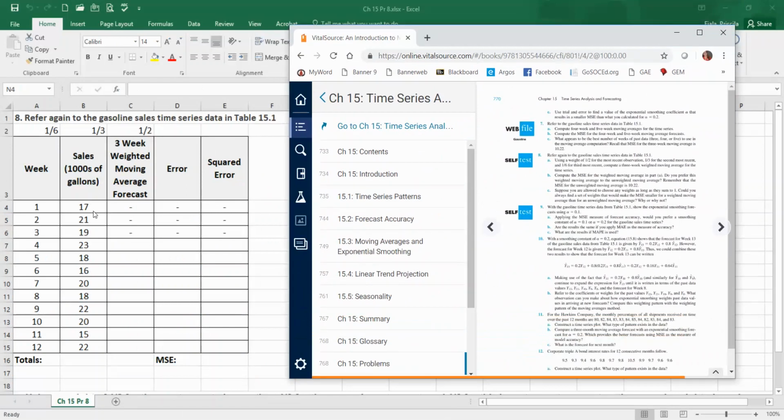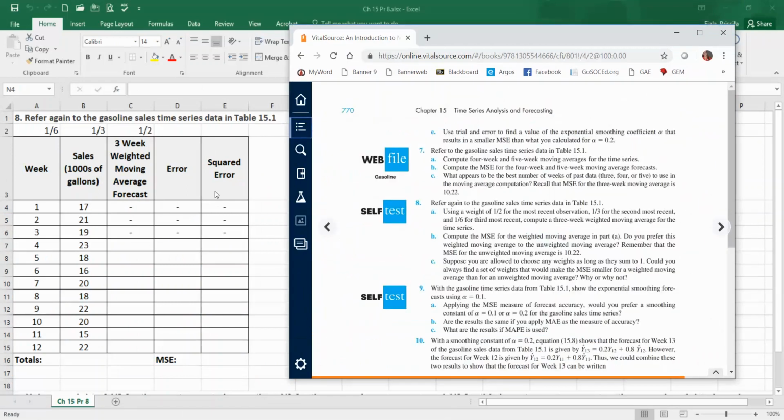So for example, right here, these are called the unweighted ones because they're all 100%. We're using 100% of each value. Right here is telling you to use a weight of 1.5 for the most recent observation. It's telling you to refer again to that gasoline sales time series found on table 15.1, and to use a weight of 1/2 for the most recent observation, 1/3 for the second most recent, and 1/6 for the third most recent.